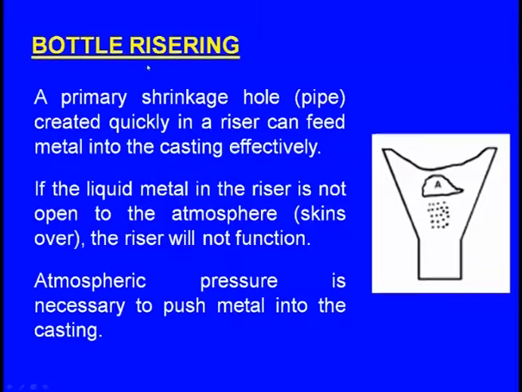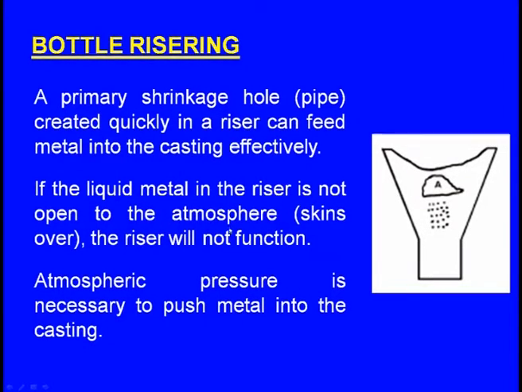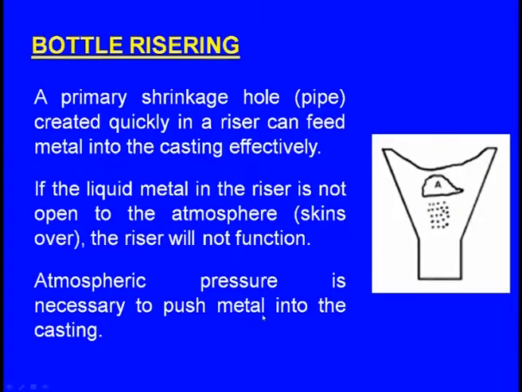What is this bottle risering, or what is a bottle riser? In bottle risering, a primary shrinkage hole, a pipe, is created quickly in a riser, right? Because of this pipe, the metal will be forced inside the mould cavity. A pipe is created on the sides of the riser. Because of that, the molten metal which is present in the riser will be pushed inside because of the atmospheric pressure, right? If the liquid metal in the riser is not open to the atmosphere, then the riser will not function. So, because of the atmospheric pressure, once a pipe is created on both the sides around the surface, the molten metal will be pushed inside the cavity. Atmospheric pressure is necessary to push the metal into the casting.